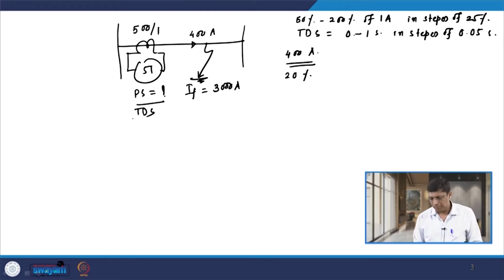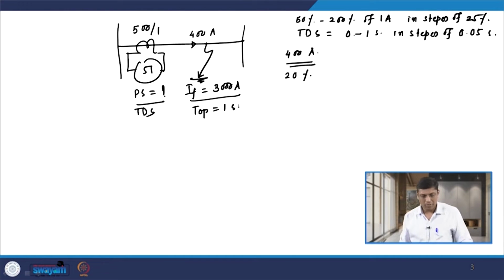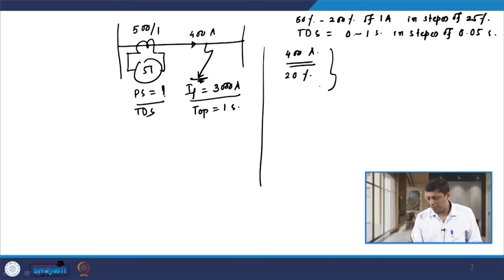What is given is, if a fault occurs with a magnitude of 3000 ampere, then this relay 51 will operate in 1 second. So, the time of operation of this relay 51 is also given. Let us first find out the plug setting of the relay.